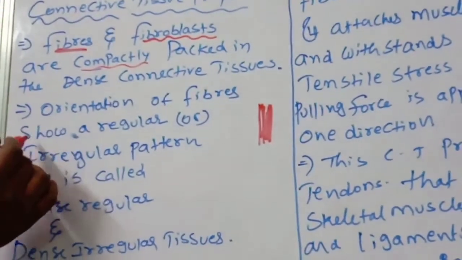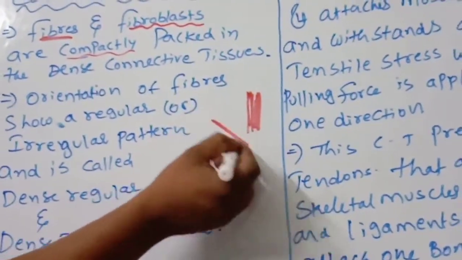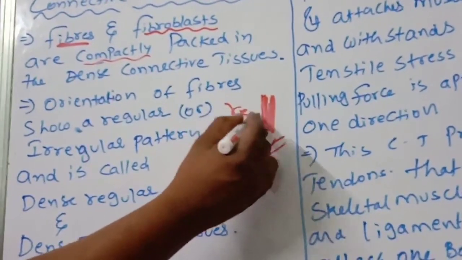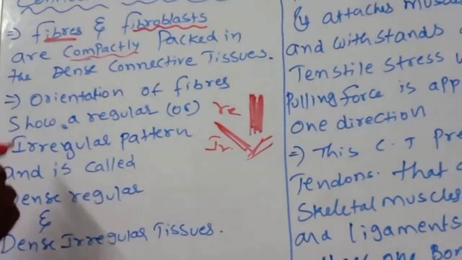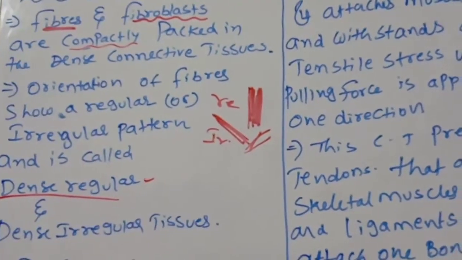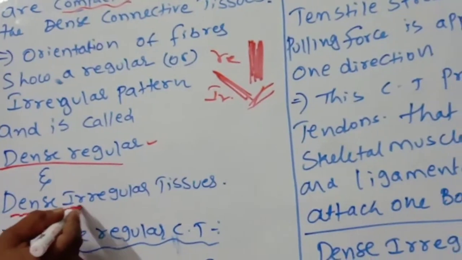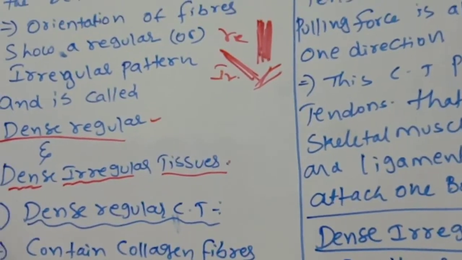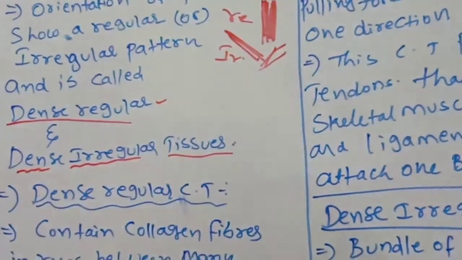The orientation of fibers shows a regular or irregular pattern. Some will be like this, some will be like this. This is a regular, this is an irregular pattern. If a regular pattern is there, that is called dense regular. If the fiber arrangement is irregular, that is called dense irregular tissue. First we are going to discuss dense regular connective tissue.